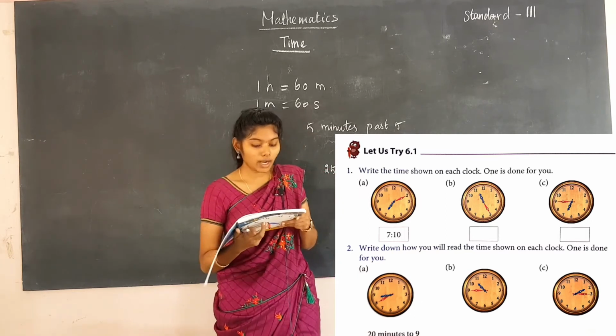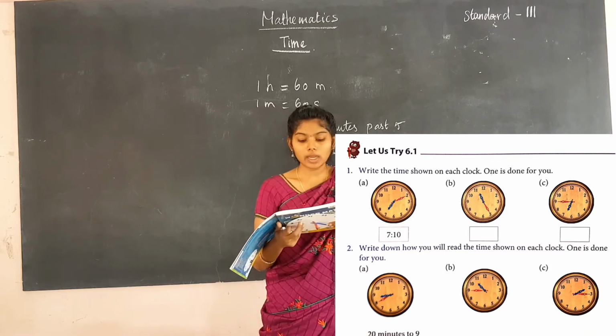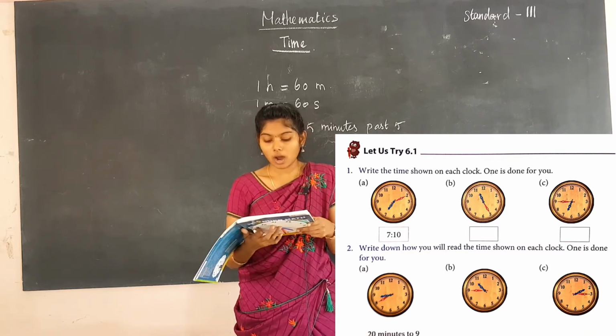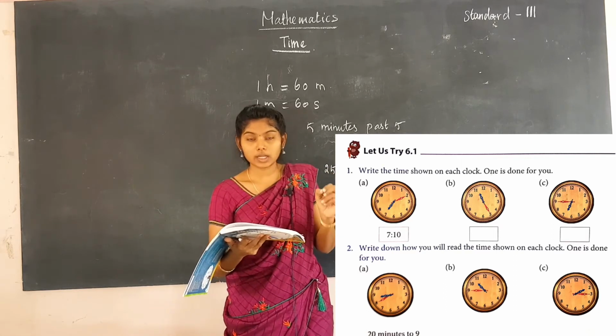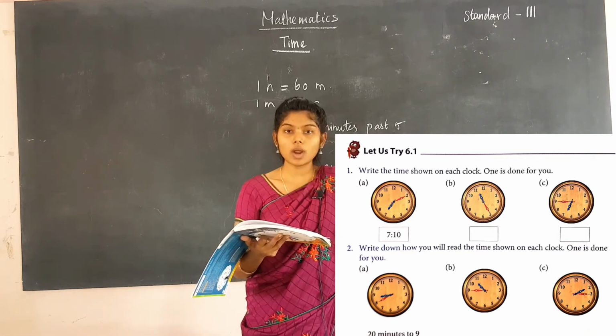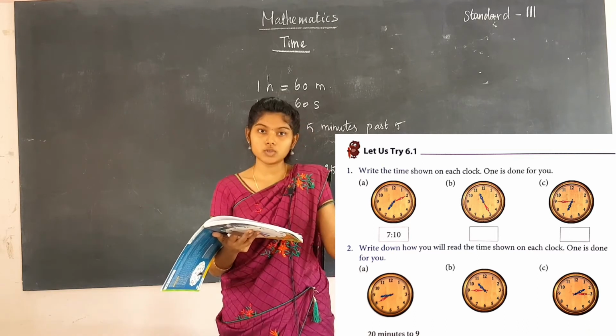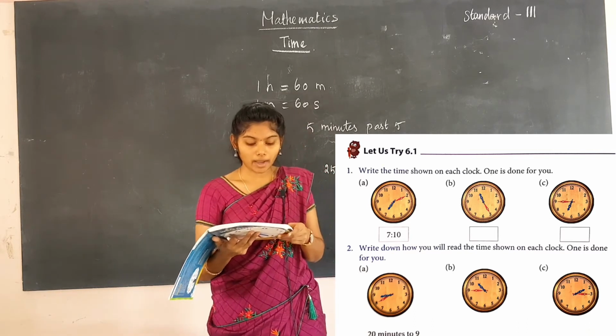And the next one, write down how you will read the time shown on each clock. One is done for you. So here you are going to read the time shown on the clock. You are going to read that and write it in the blank given there.